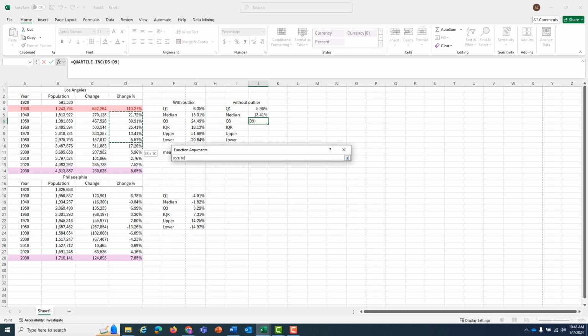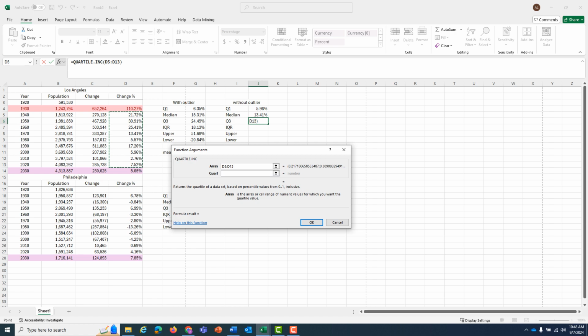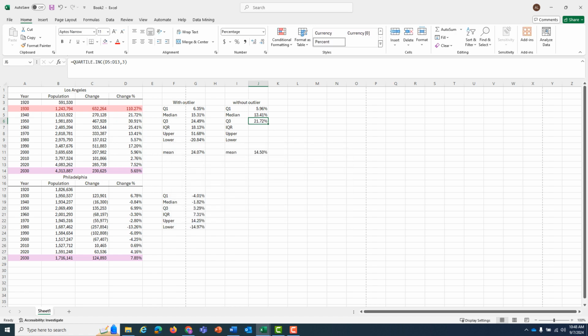to grab those same points, 1940 through 2020. I want the third quartile, so I'm going to type in 3 for quart. Our interquartile range is always Q3 minus Q1. And we can see, just looking at these numbers, they're all lower. Getting rid of that outlier greatly reduced the variance in the results that we have for Los Angeles. To be thorough, let's do our formulas one more time to make sure there's nothing in our data set now that should still be considered an outlier.